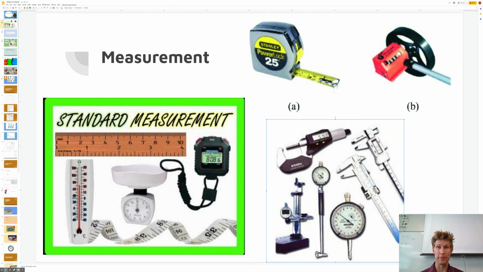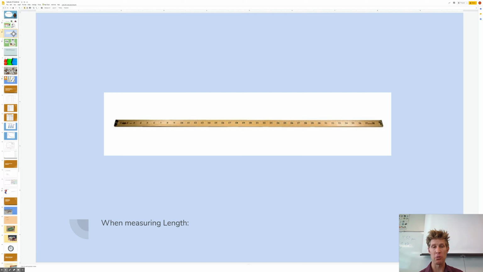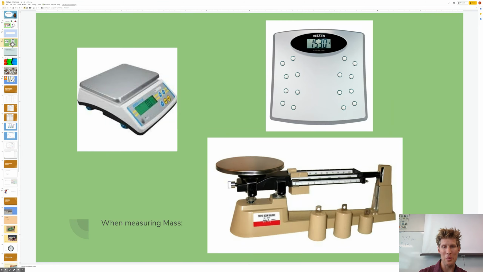So here we go. It's also known as the metric system. So when we're measuring length in the international system, we measure in meters. So we use meters here. When we are measuring mass, we measure in kilograms.